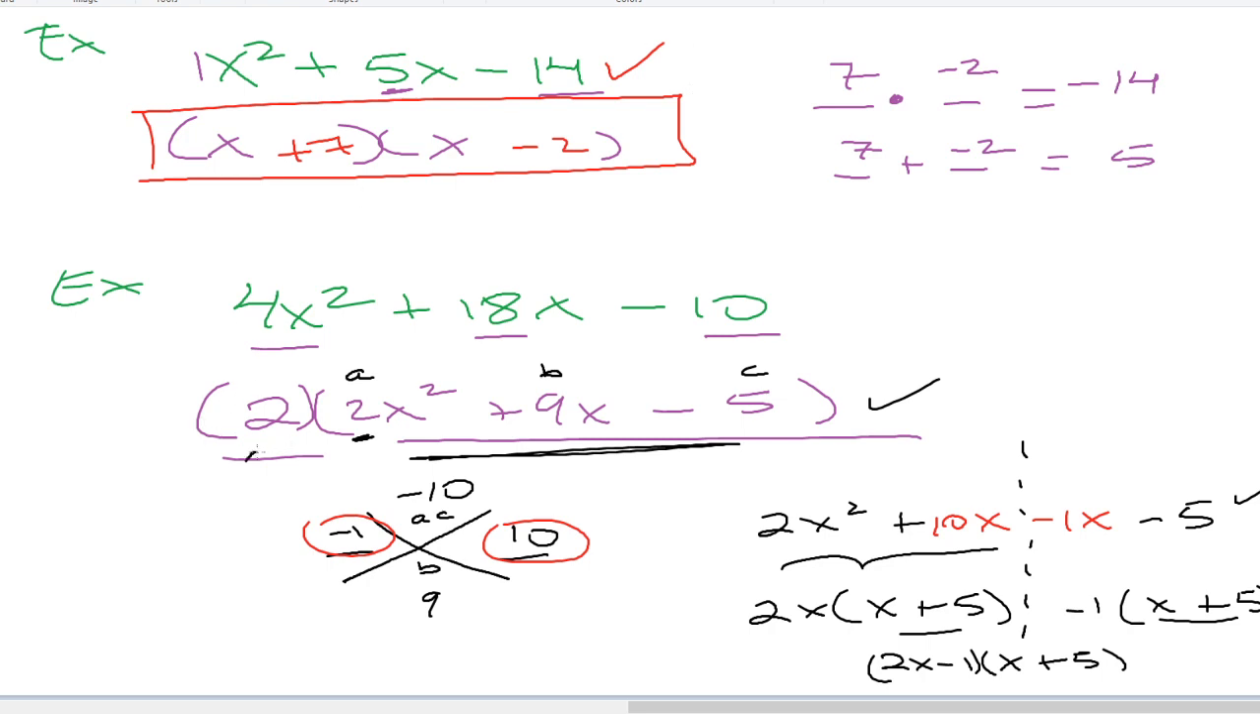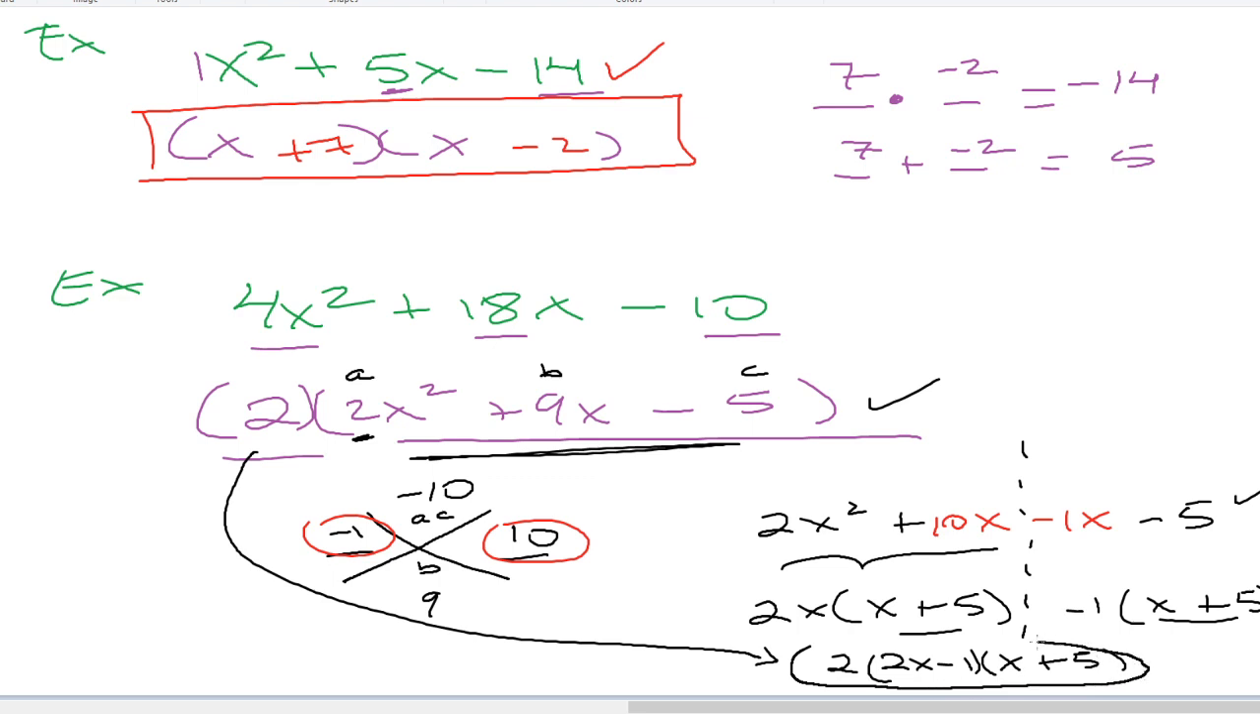Let's not forget that we have this factor over here. So all of this is my answer. These are all the factors. All right, take some time to review these. Let me know if you have any questions.